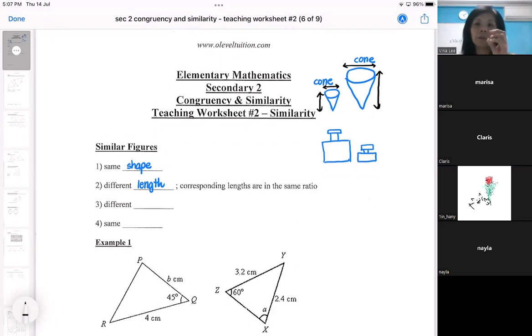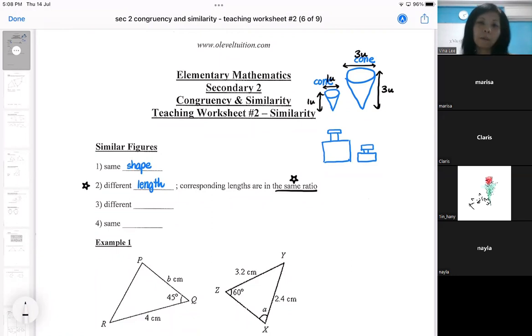Because we are dealing with a bigger size and a smaller size, it will come in different lengths, and they must be in a fixed ratio. It must be in a fixed ratio, then we will consider it similar. So what do we mean by same ratio? For example, this is 1 unit, this is 3 units. The diameter will also be in the same ratio, 1 unit, 3 units. So this is the idea of ratio. Later on we will talk about that. This is the most important idea.